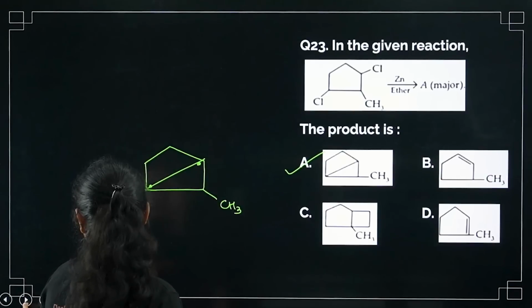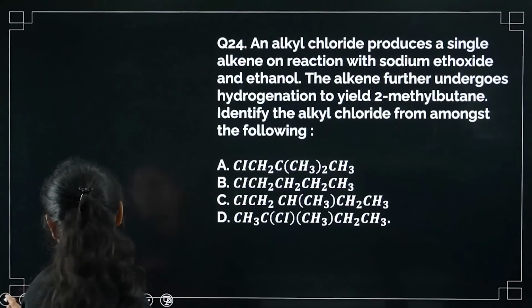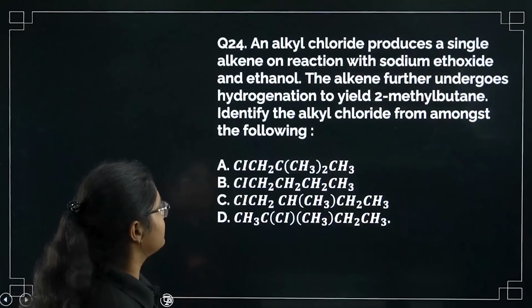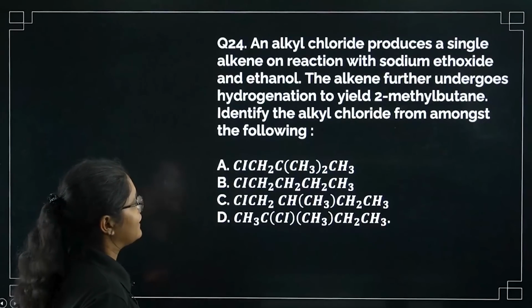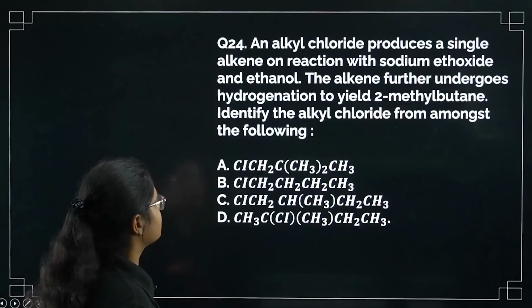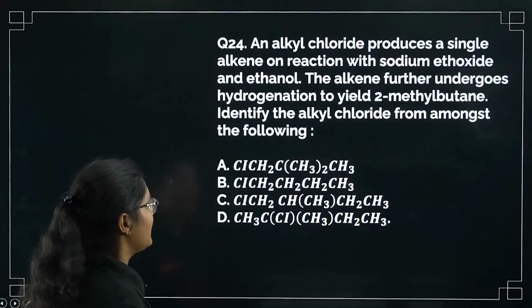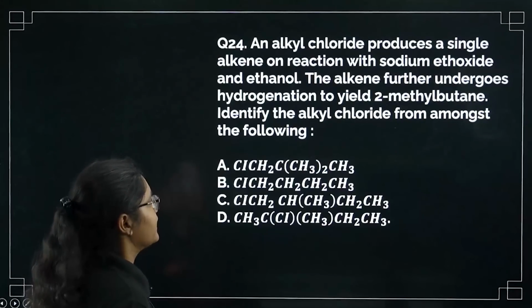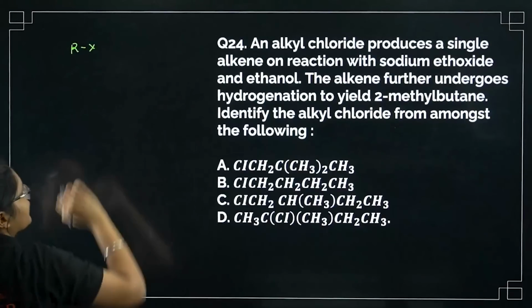Okay, next moving to question number 24. Just a minute, did I miss any question? No. Okay, next, an alkyl chloride produces a single alkene on reaction with sodium ethoxide and ethanol. Okay, one single alkene you are getting. The alkene further undergoes hydrogenation to yield 2-methyl butane. Identify the alkyl chloride from amongst the following. Okay, so we have to find this alkyl chloride.